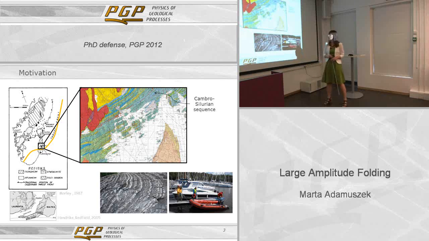The fold and thrust belt developed in the Cambrian-Silurian sequence. And this sequence is characterized by alternating rocks of very different mechanical behavior. And here in the picture, I present you a sequence of limestones and shales. What is very interesting in this area is that the limestone layers are not only continuous, but we also see them in the form of nodule layers.